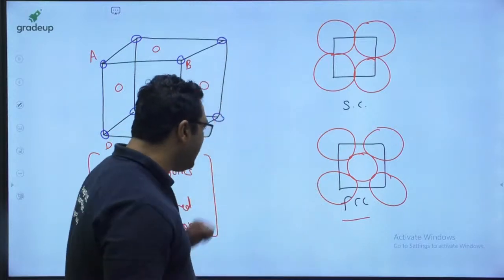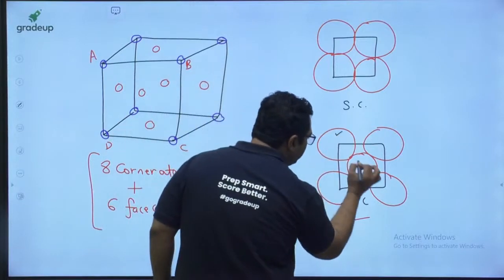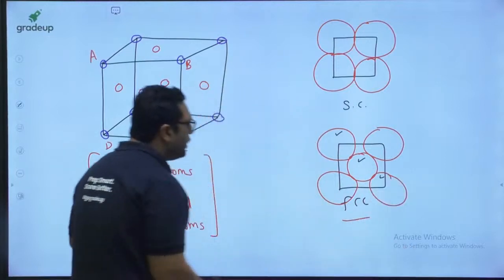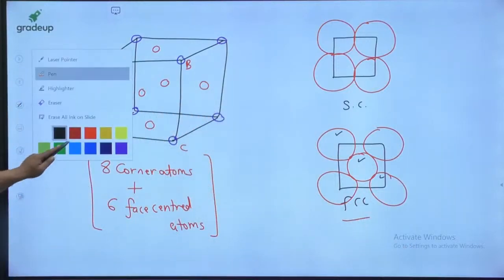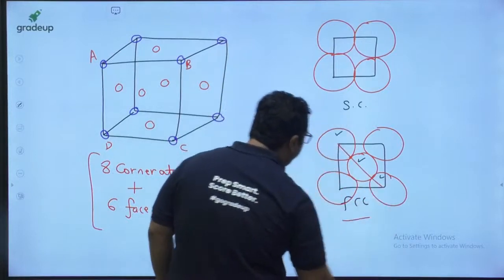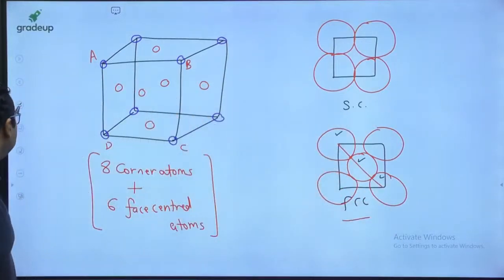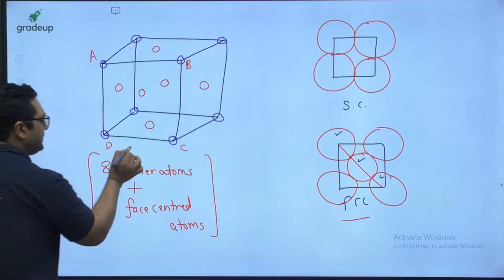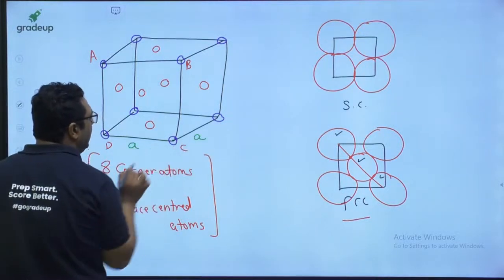So my dear, this time you can see this atom and this atom are in contact. So to find out the A to R ratio, we can definitely use this diagonal. And you know very well that this is side A, this side is A, right?